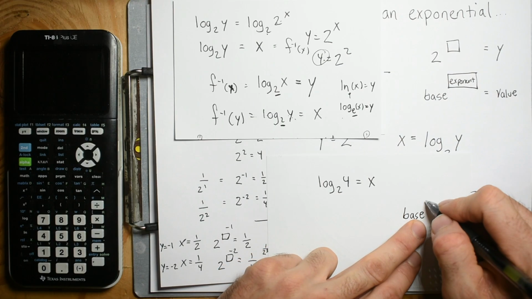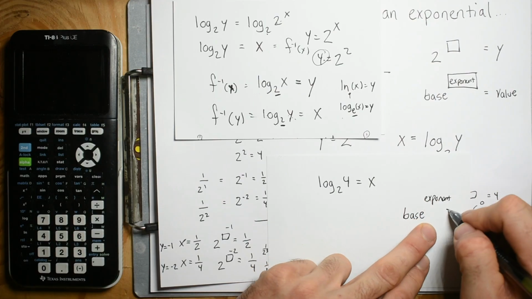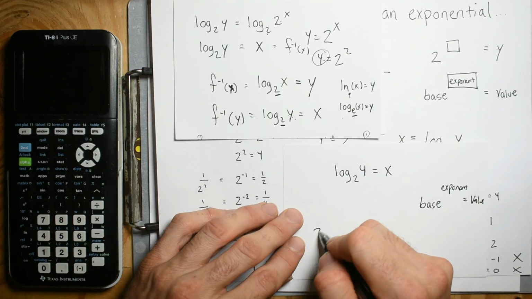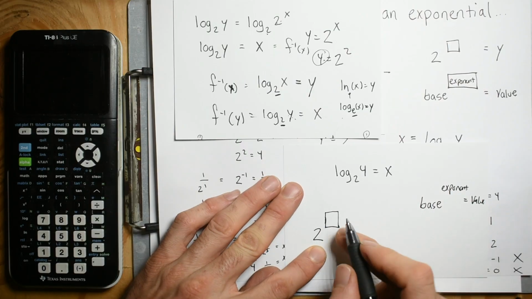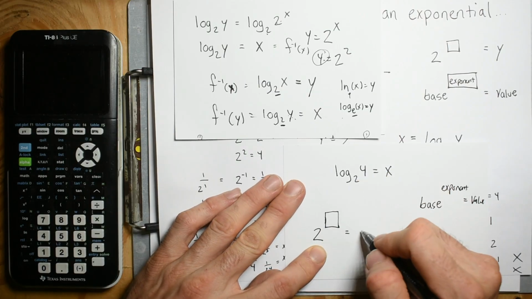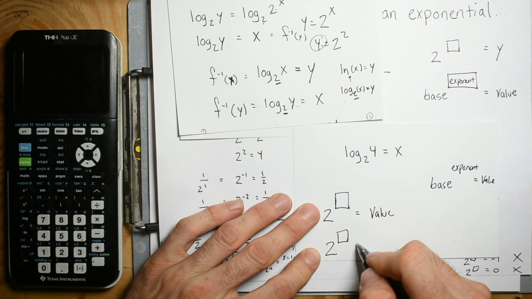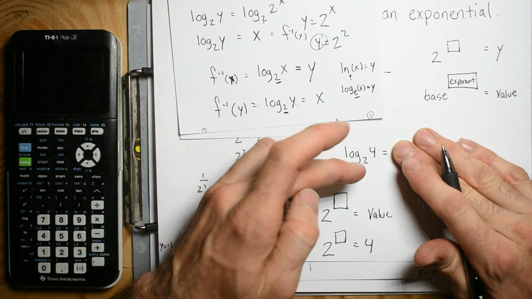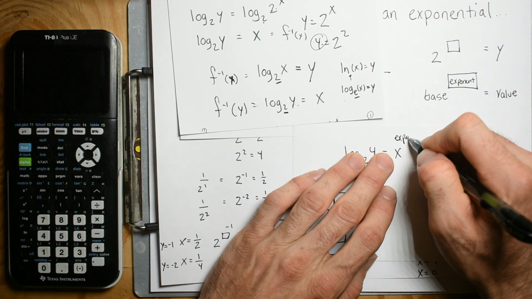If you have a base, you're going to have an exponent, and then you're going to have a value after that. So what I do is I write 2, and then my exponent is usually what I'm trying to solve for, and then this is the value. And so I have 2 to the what is equal to 4. So that's how I read a logarithm. Base of 2, and then I just know that this side is your exponent side.